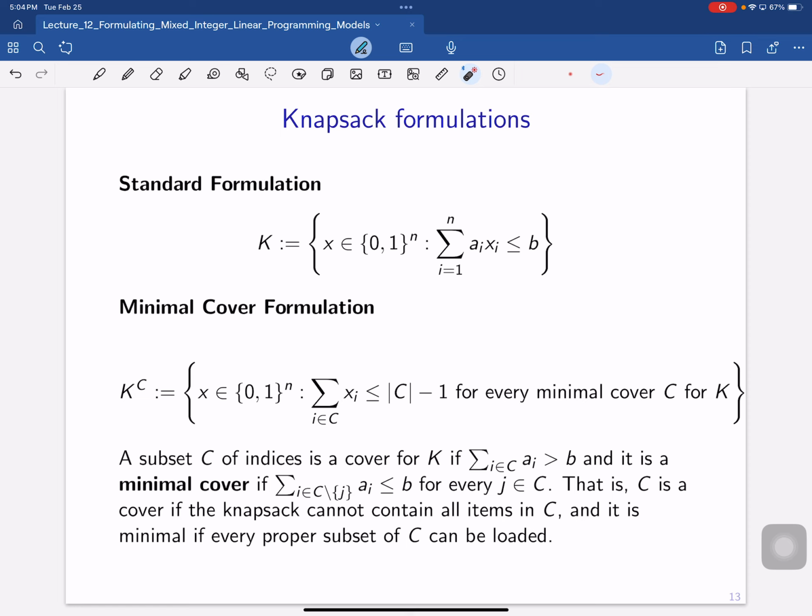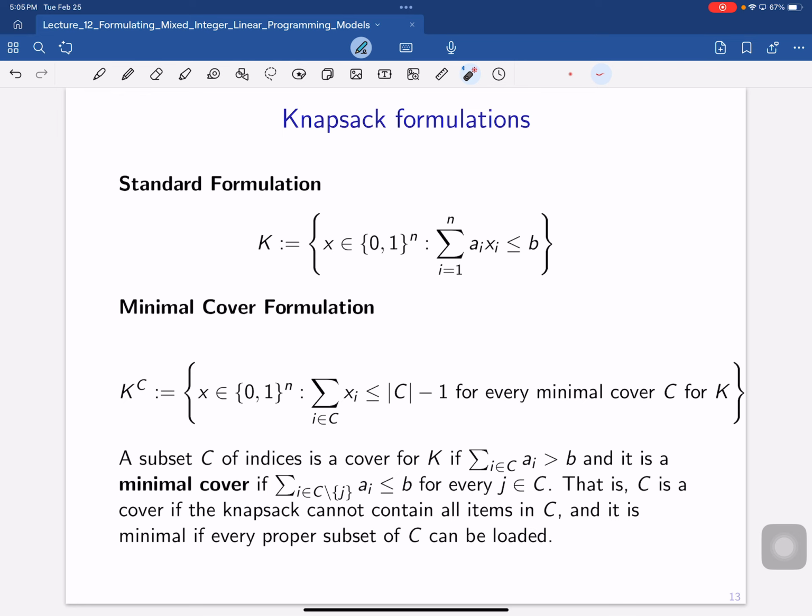The definition is the following. C denotes a subset of the indices. In total, let's assume you have from 1 to n different items, and you pick a subset of these items. Now, the set C represents a subset of indices. It is called a cover of K if you add all the weights in the set C, and it exceeds the capacity of the knapsack.